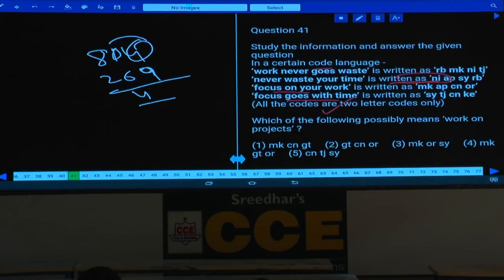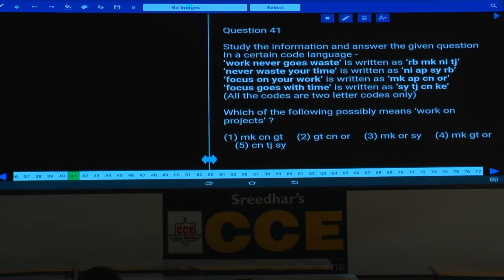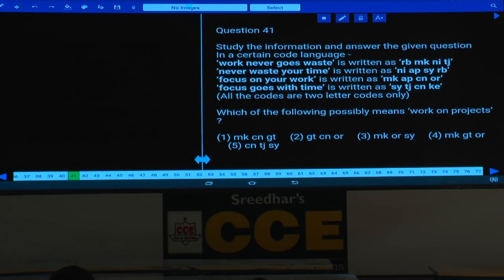Then 41 to 45. Now in these question numbers 41 to 45, these 5 questions are based on coding and decoding. Now in this coding decoding, there are 4 statements. First let us compare the first and the second statements. Tell me what are the words which are common between them. Work never goes waste. Never waste your time. Yes, never waste. Here also never and waste.